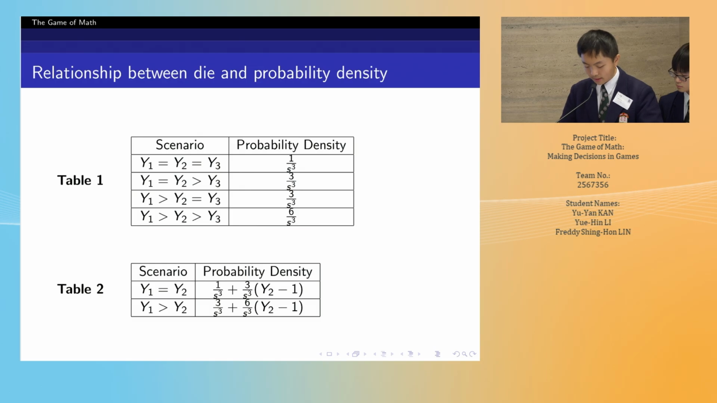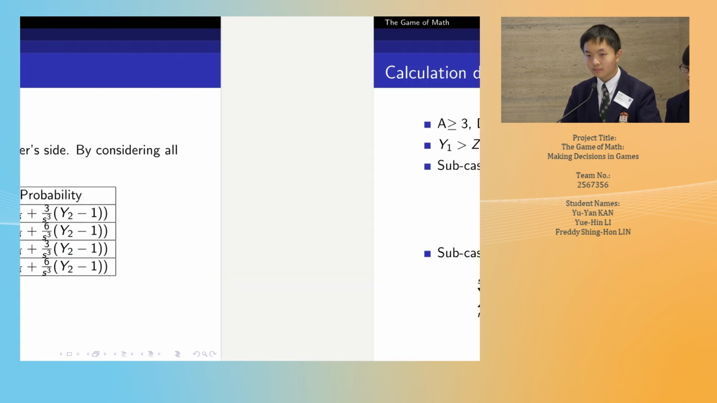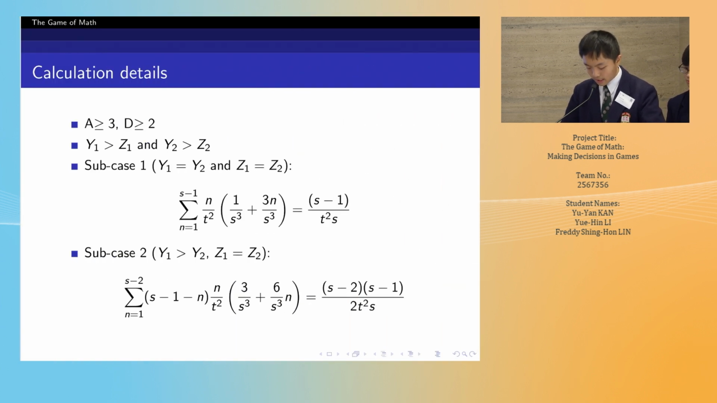These probability density formulas can be calculated using combination and permutation methods. And the same can be done for the defender. As there are 2 scenarios for both the defender and the attacker, we get 4 subcases to evaluate in the following. Specifically, we will demonstrate the case where the attacker wins over both defender dice. We decompose the probability into 4 subcases according to the table in the previous slide, and their probability formulas are listed here in the following.